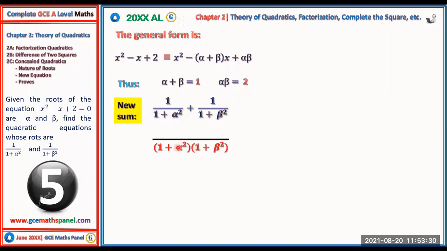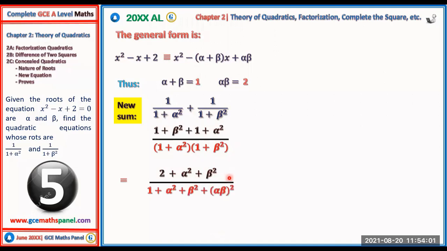So this denominator divided by 1 plus alpha squared will be 1 plus beta squared. Then this denominator divided by 1 plus beta squared will be 1 plus alpha squared. You can bring like terms together. That will give us 2 plus alpha squared plus beta squared. We have seen this one before. We can replace alpha squared plus beta squared by alpha plus beta all squared minus 2 alpha beta, right?